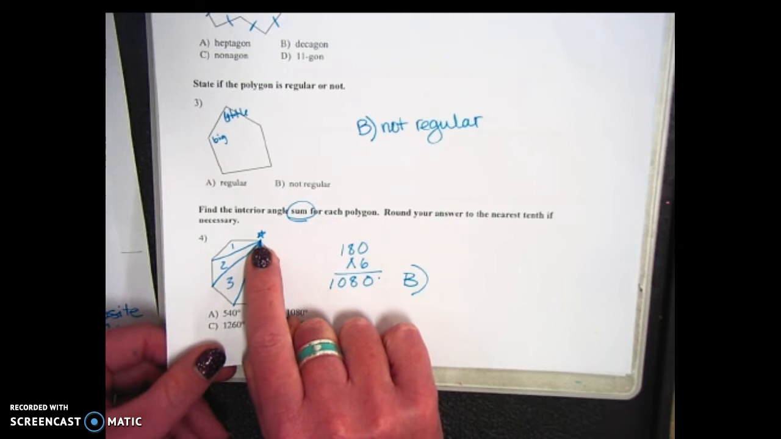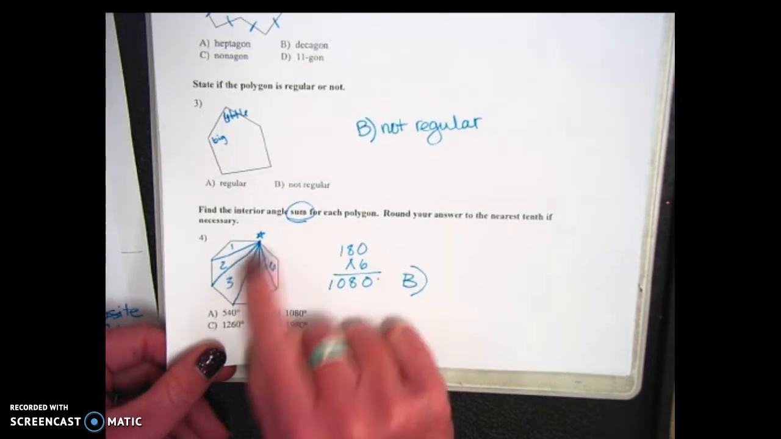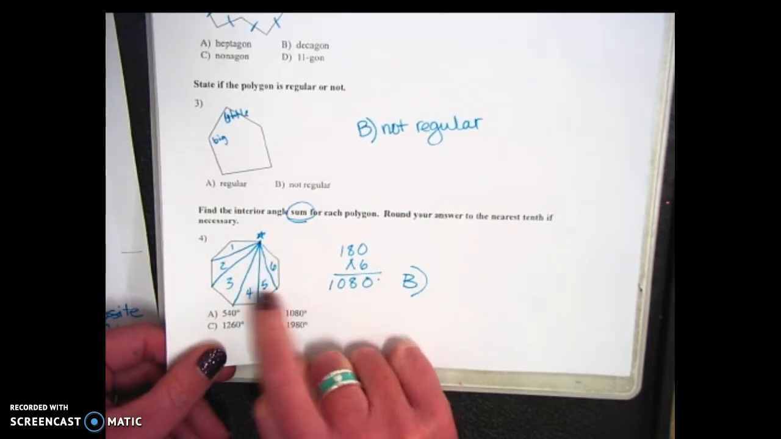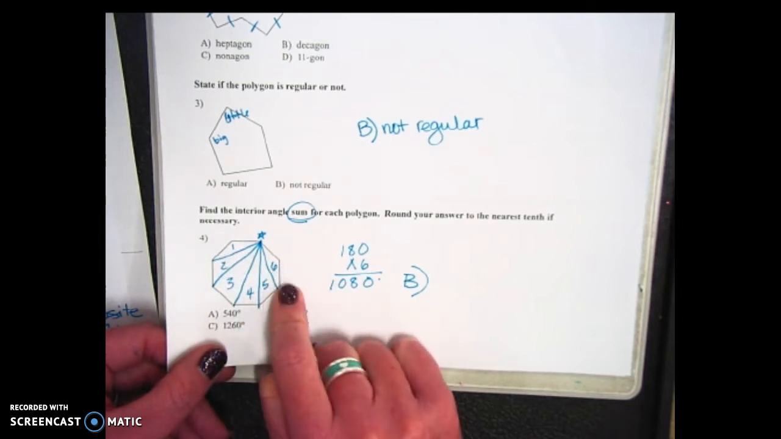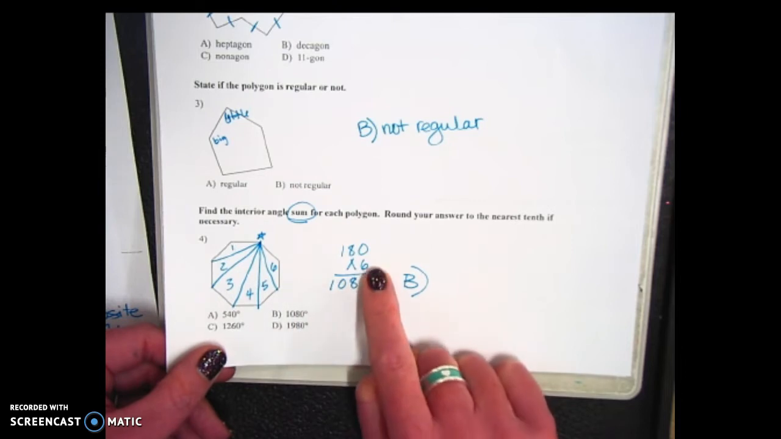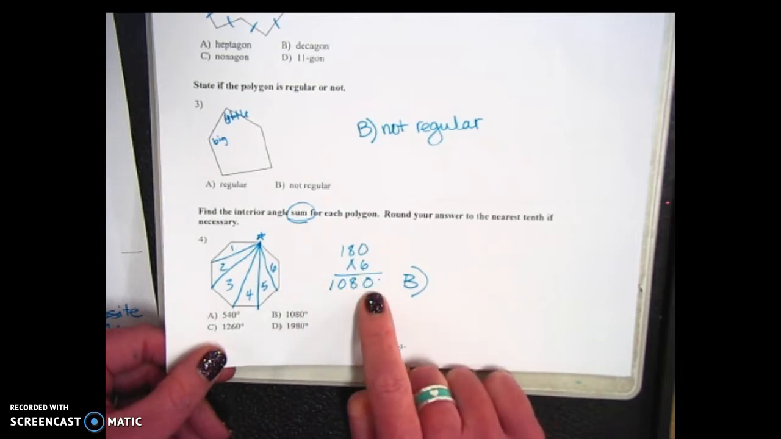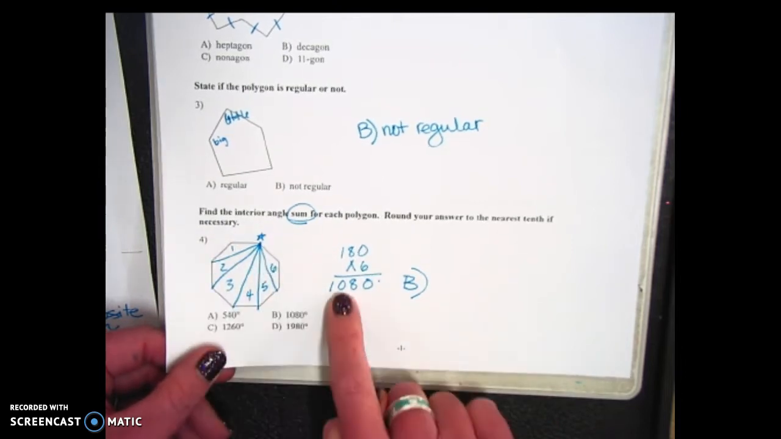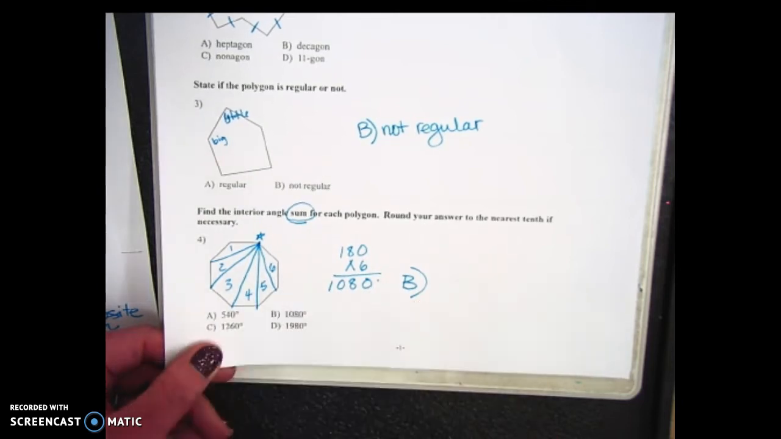So pick one vertex, connect to as many of the other vertices as you can. That creates 1, 2, 3, 4, 5, 6 triangles. Each triangle has 180 degrees, so you multiply 6 by 180. That means inside this polygon you have 1,080 degrees. All right, turn over to page 2.